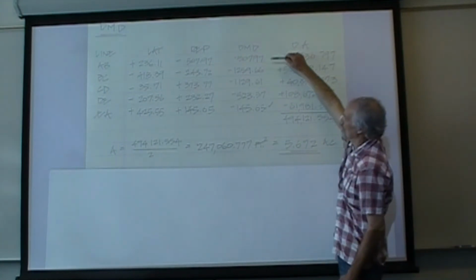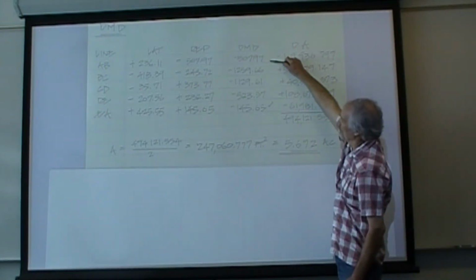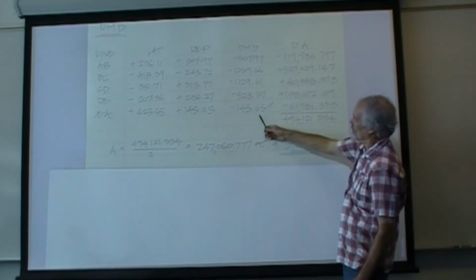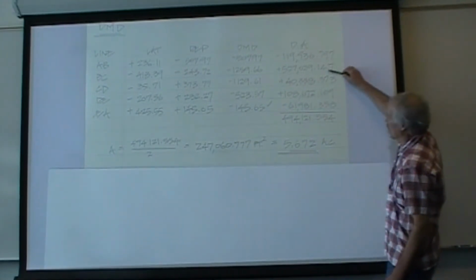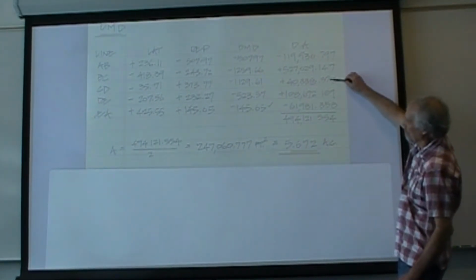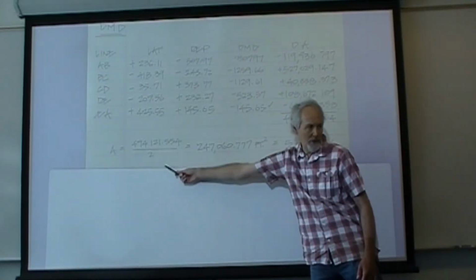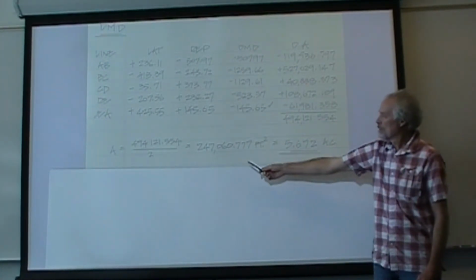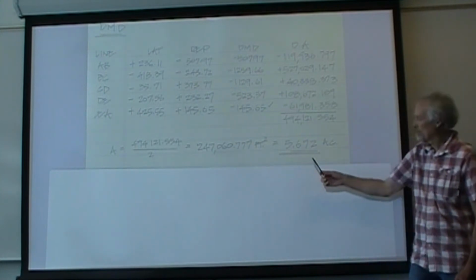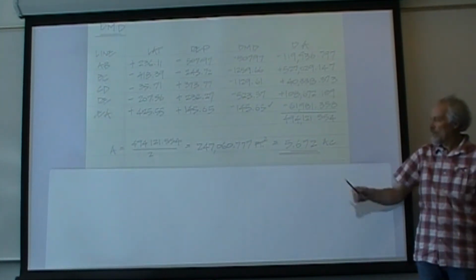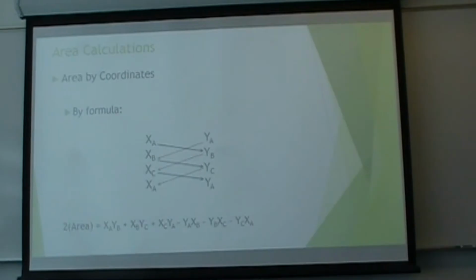So after we've gone through, which we did on the other sheet, this was the DMD column, and I always check that to make sure it's good. I've calculated my double areas, so I sum these algebraically, and it gives me that number here. Remember, you have to divide that by 2 because that's your actual answer. If you converted that to acres, we would have 5.672 acres.